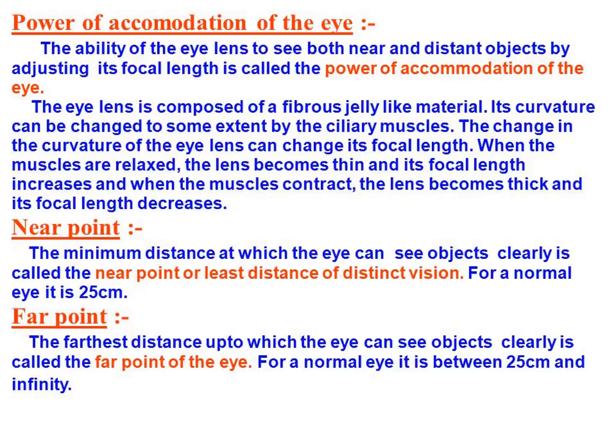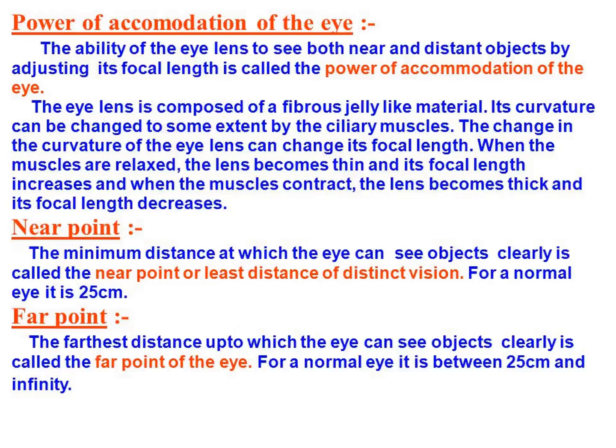Now this eye lens is made up of a flexible jelly like material, okay. Its curvature can be changed, okay. Its curvature can be changed to adjust its focal length by ciliary muscles. Do you understand? By relaxing and contracting the ciliary muscles, the curvature, and hence the focal length, can be altered.